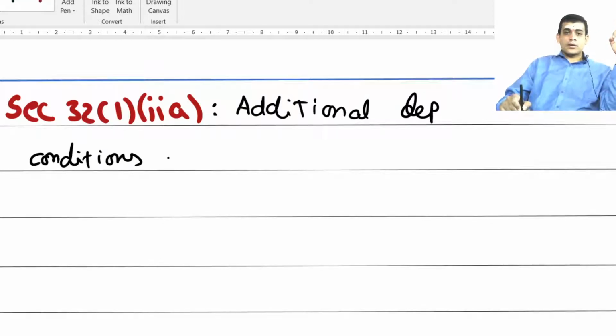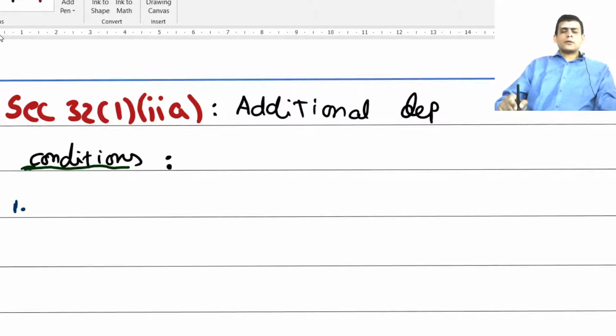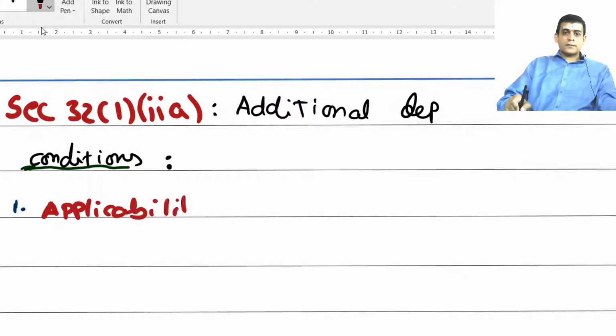Now let us quickly try to understand what the conditions are which you are supposed to comply with. If you comply with these conditions, then you can take additional depreciation. Let us see condition number 1. What is the first condition? Basically the first condition is nothing but applicability. To whom is additional depreciation applicable? So that is what is called applicability. Let us write it as applicability. To whom is this applicable?